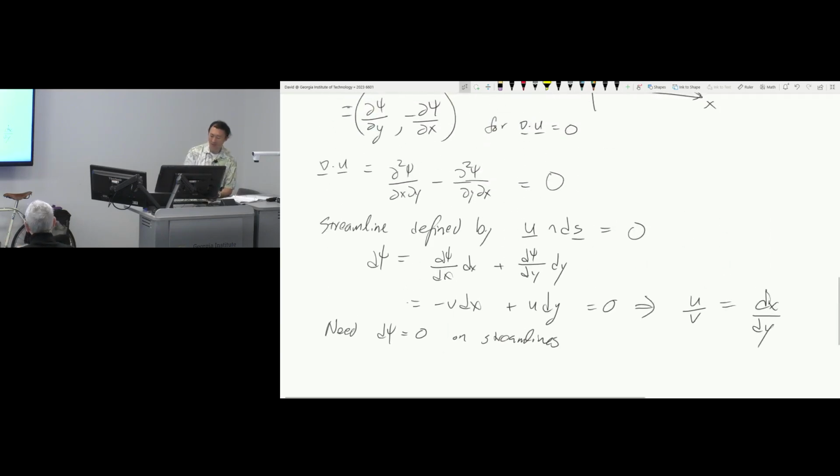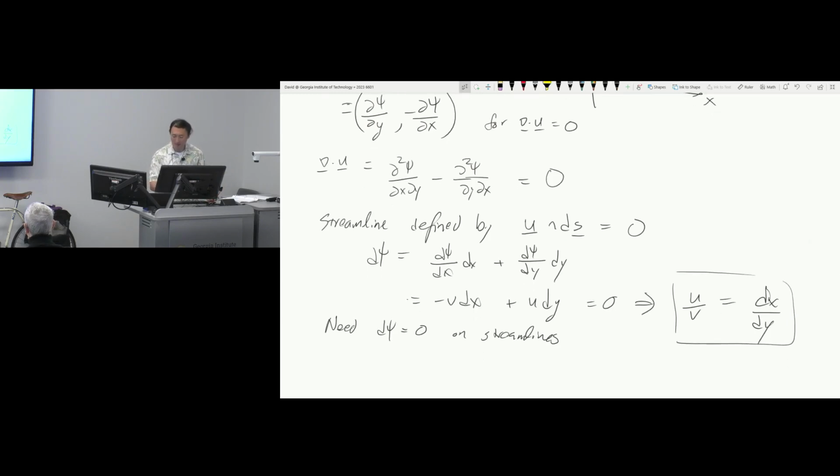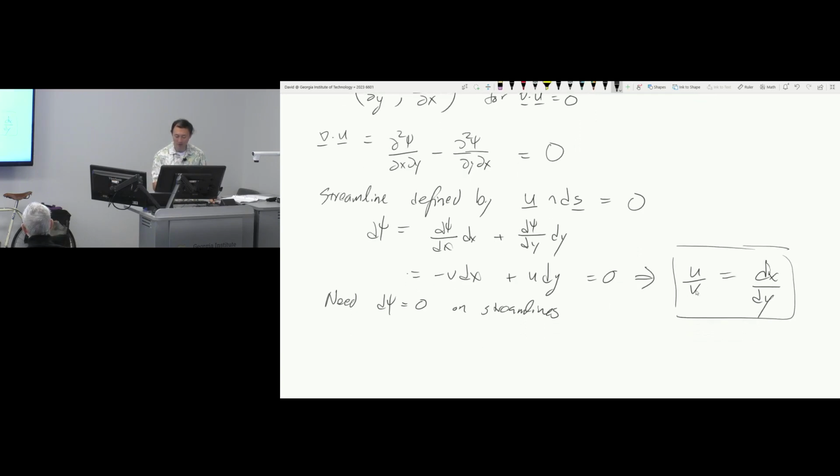Any questions? Do people understand why this is the equation for a streamline? You're imagining drawing a line, and the slope of the line is dy over dx, and that's also equal to the vertical extent of the fluid velocity over the horizontal extent of the fluid velocity. This is basically 1 over the slope.